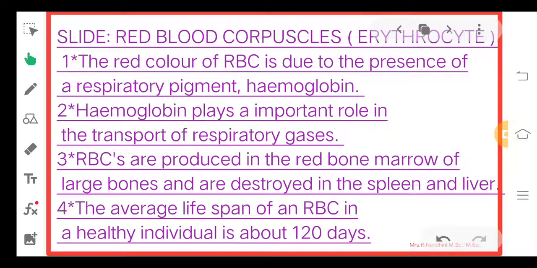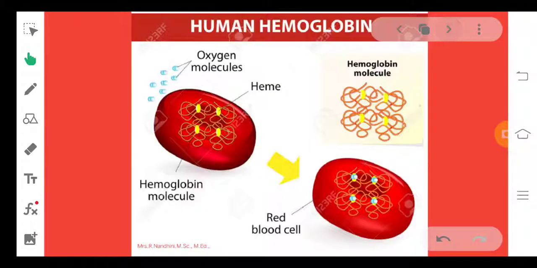This is the second point. Third point, RBCs are produced in the red bone marrow of large bones and are destroyed in the spleen and liver. Then the final point, the average lifespan of RBC in a healthy individual is about 120 days.